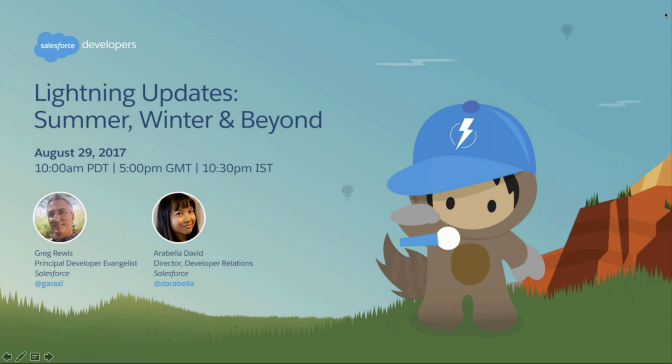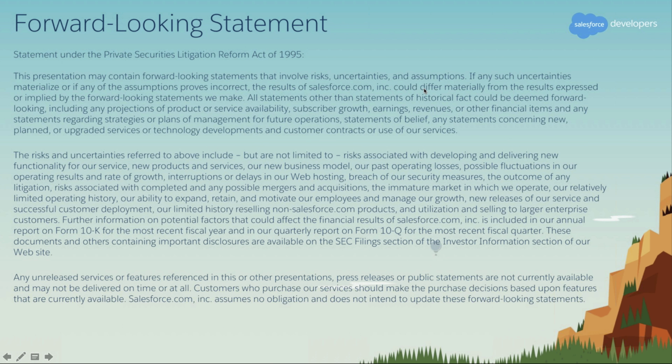We are going to be talking about summer, winter, and beyond. But before we move any further, of course, you know this is a Salesforce presentation, and so we must show you the obligatory forward-looking statement slide. Now, we're showing this because we want you to only make purchasing decisions on features that are generally available. And I will be talking about some forward-looking things. So again, please do not base your purchasing decisions on some of the things that I might be talking about coming in future releases. And with that, let's dive in.